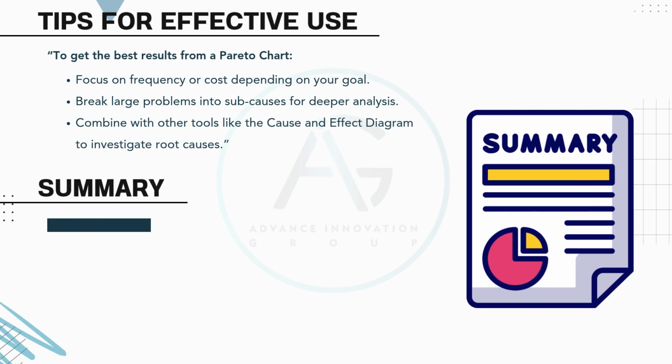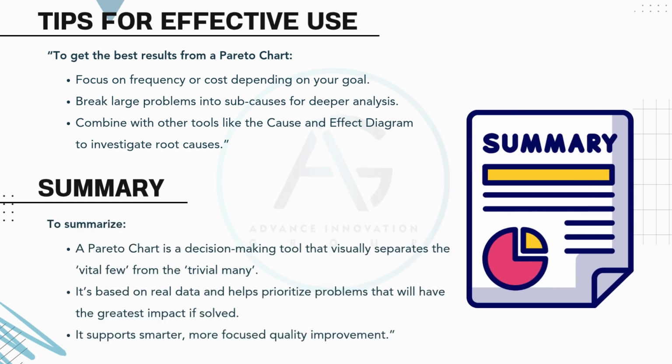Summary. To summarize, a Pareto chart is a decision-making tool that visually separates the vital few from the trivial many. It's based on real data and helps prioritize problems that will have the greatest impact if solved. It supports smarter, more focused quality improvement.